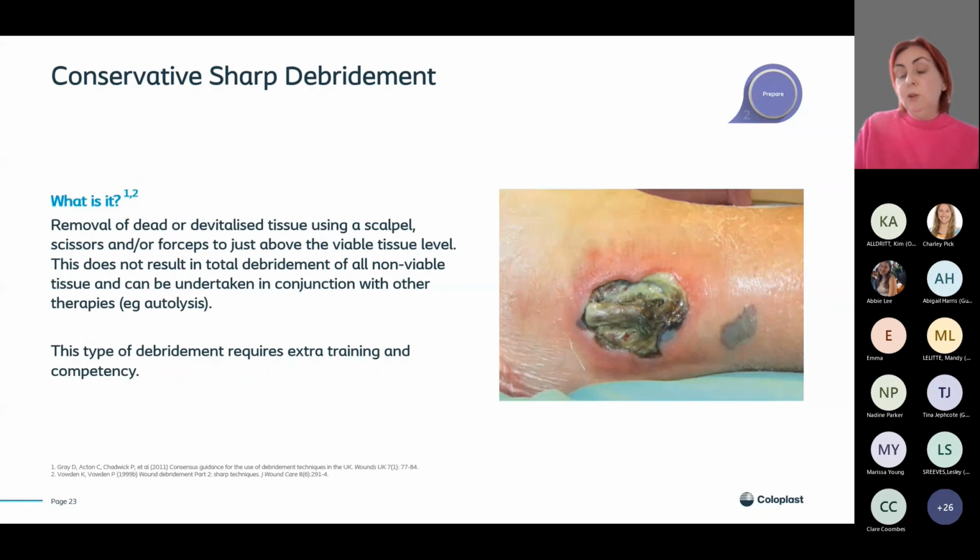And then we talk about sharp debridement or conservative sharp debridement. And as I said before, when we looked at the algorithm in the best practice recommendations, it's around the removal of dead or devitalized tissue using a blade. So that may be a scalpel, it may be scissors, with or without forceps, to just above the viable tissue level. It doesn't result in total debridement of all of that non-viable tissue, and it can often be used in conjunction with other methods of debridement, such as autolysis or moist wound healing that we mentioned earlier. But as you can imagine, because of the level of risk associated with sharp debridement, extra levels of training and competency need to be achieved before the clinician decides that this is the method of debridement that they want to use for their patient.